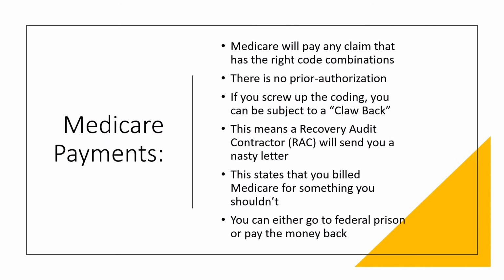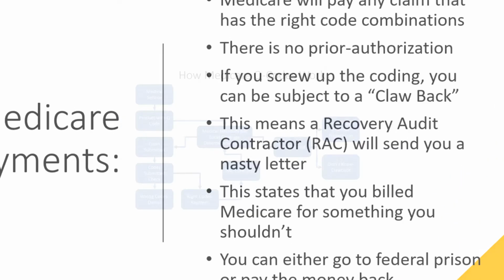So, Medicare payments. Medicare will pay any claim that has the right code combinations. There's no prior authorization. And if you screw up the coding, you're subject to a clawback, which is pay back the money. Or if you're doing it willingly, you're subject to federal prison. That all happens through what's called a RAC audit, which is a contractor hired by Medicare to get money back. And you've got to basically make sure that you're submitting something to Medicare that should be billed that way.